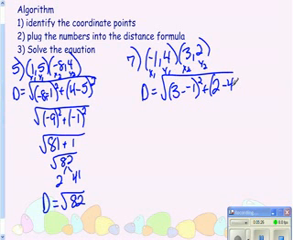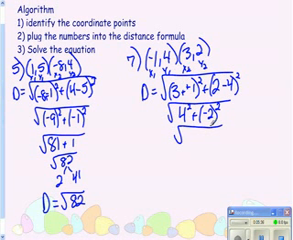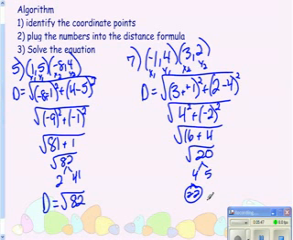Y2 is 2, minus y1 is 4. 3 plus 1 gives me 4 squared. 2 minus 4 is negative 2 squared. 4 squared is 16. Negative 2 squared is 4. Square root of 20, which we already did once, but if you don't remember it, you can do the tree. So the 2 comes out, the 5 stays in. Distance equals 2 square root of 5.